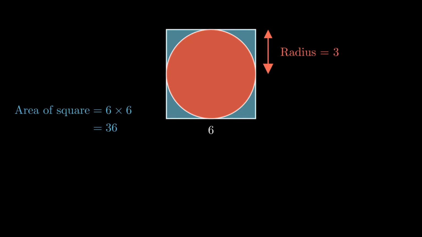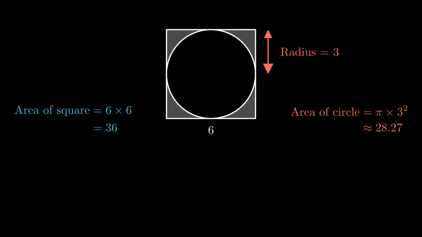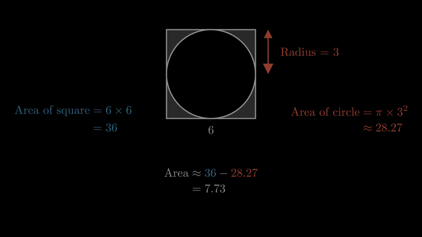And so knowing that radius, you can work out the area of the circle to be pi multiplied by 3 squared. Calculate that, we get 28.27 or so. And so back to the original question, we had to get the circle in red and we had to remove it from the square, giving us a final area of 36 minus 28.27 to remove the circle, which gives us about 7.73.